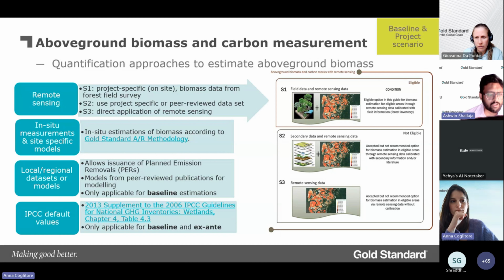These models, local or regional data sets or models, would be those that are not project specific, but which are referred to from other projects in the region, and IPCC default values are, again, the default values which could also be used. So approaches 3 and 4 are only allowed for ex ante estimate, along with approaches 1 and 2. The next one, please.